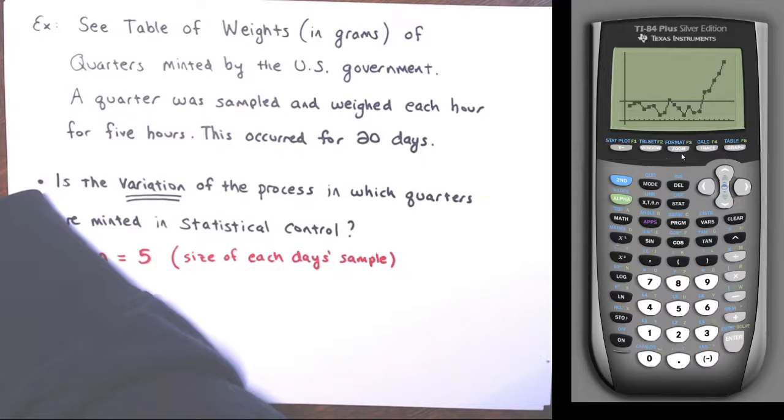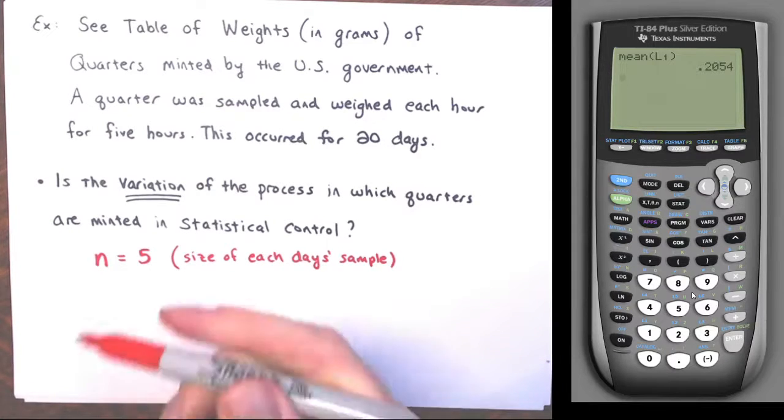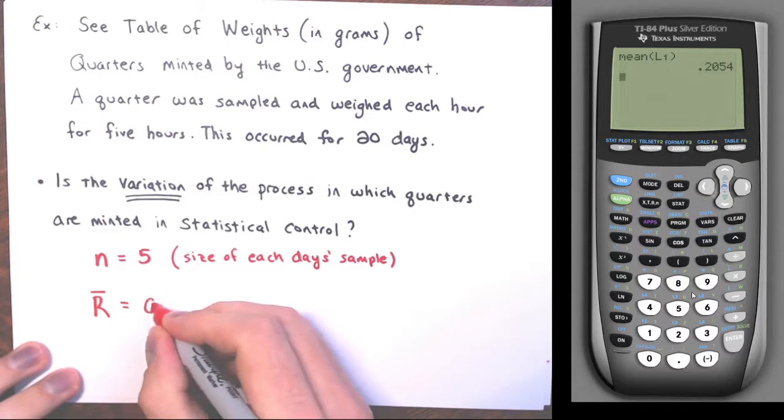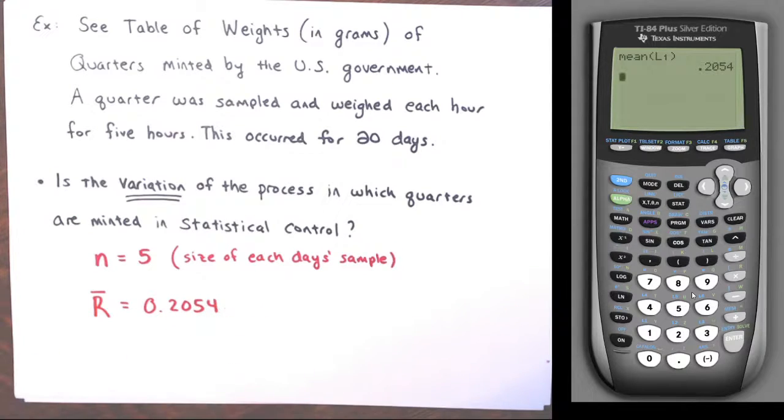And what is that value? Well, I can figure that out on the main screen. What is the mean of the ranges here? What's the mean of List 1? So R bar is 0.2054. In fact, I will write that here. That's the R bar, 0.2054. This is the mean of all those 20 sample ranges.